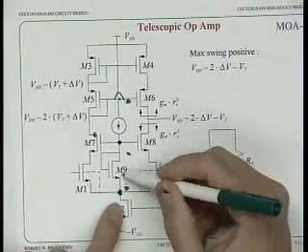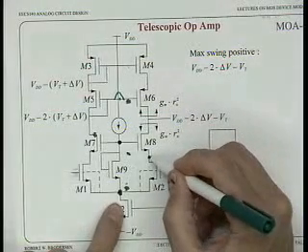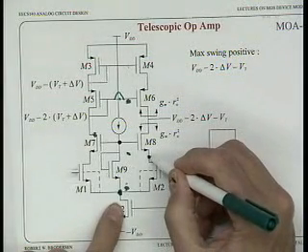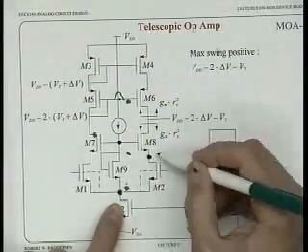And what we're trying to do with this M9 is get the voltage at this point right here that gives us the high swing condition. The high swing condition is that we want to have VDSAT right across M2.